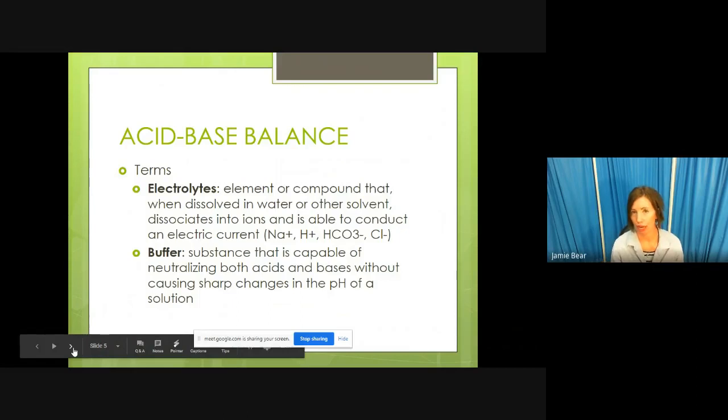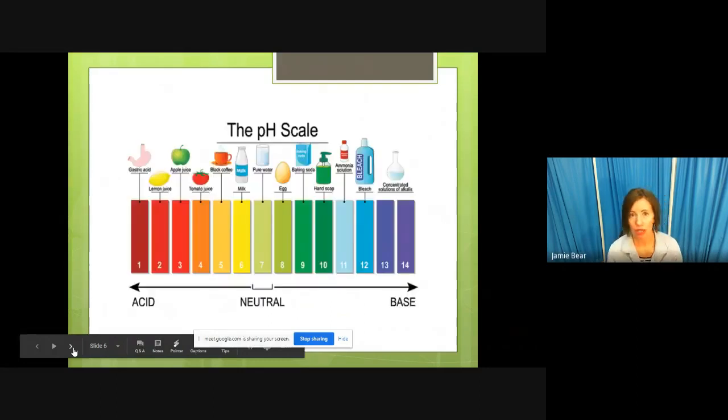In the solution of our blood, we need to be in a very strict limit between 7.35 and 7.45 in order for our body to maintain homeostasis. If you look at the pH scale, it goes between 1 and 14, 1 being extremely acidic and 14 being extremely basic. So we live in the 7 range, 7.35 to 7.45. If you want to think of one number, 7.40 is neutral for our blood.